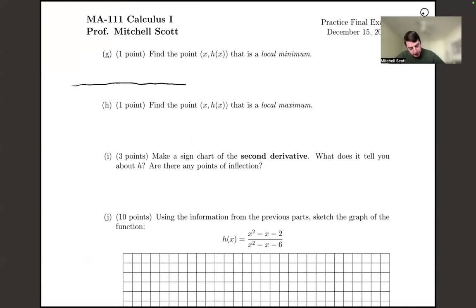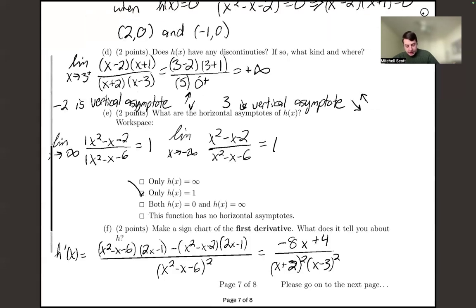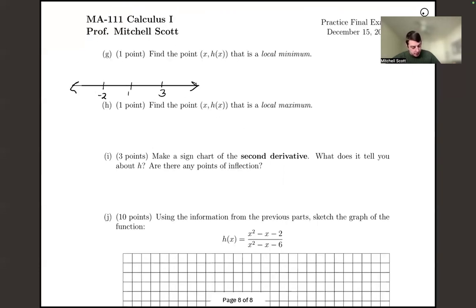If I wanted to do a sign chart, we know there are 2 points where it doesn't exist, minus 2 and 3. We've already talked about that. But another point where the first derivative equals 0 is something that we didn't talk about: x equals 1/2. If x equals 1/2, the top equals 0, so that's another point we need to consider. And we know that if it's below 1/2, the -8 is going to be dominating.